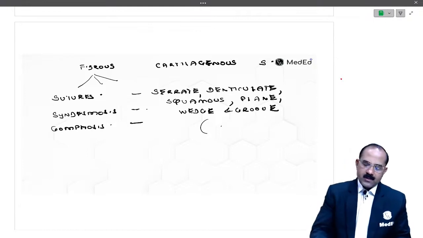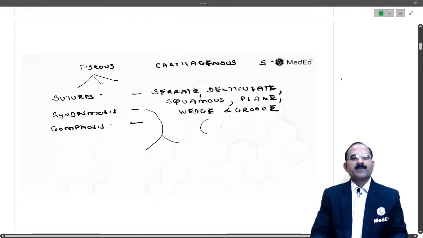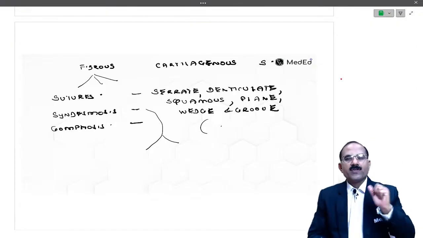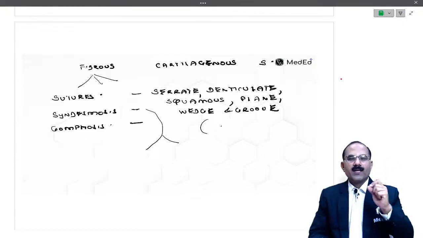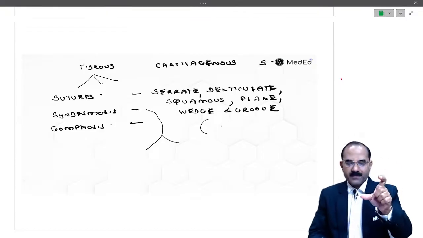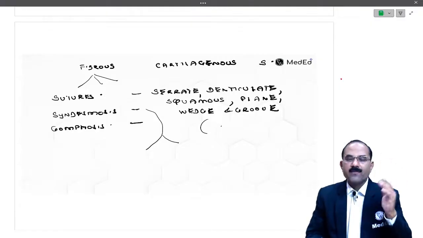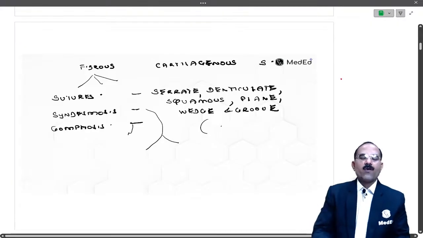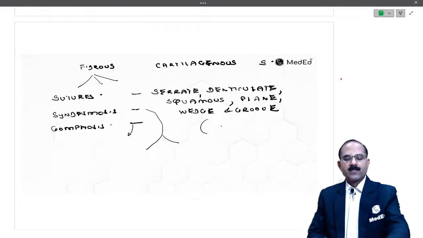Syndesmosis example: two bones joined by an interosseous membrane. Examples are the middle tibiofibular joint and the middle radioulnar joint. These are examples of syndesmosis. The third one is gomphosis. Gomphosis is a peg and socket joint, which means the teeth fitting in the socket.